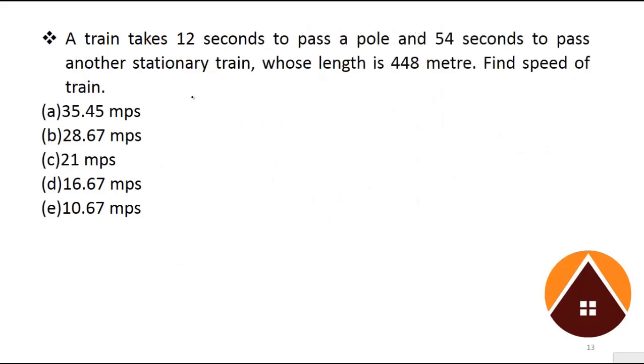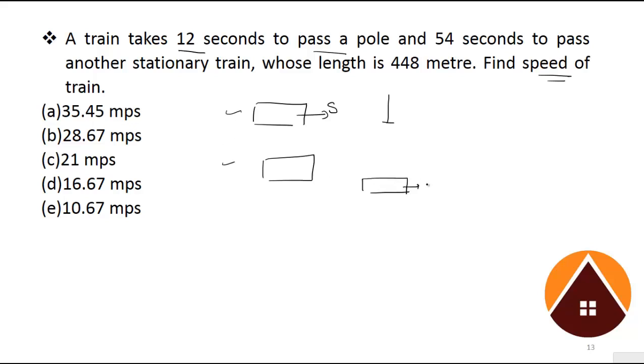Okay, let us take a question on trains. A train takes 12 seconds to pass a pole. So there is a train, there's another pole here. It takes 12 seconds to pass a pole. The speed of the train may be s. That is what they are asking, the speed of the train. It takes 54 seconds to pass another stationary train. Now the same train is going to cross a stationary train and it is going to take 54 seconds. Here the time taken is 12 seconds. They are asking the value of s, one of these options.